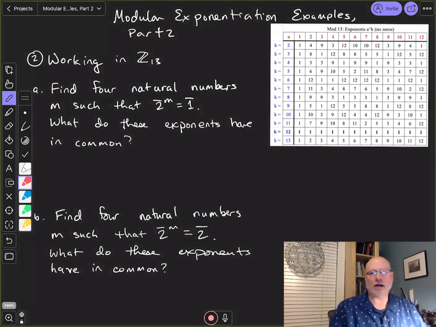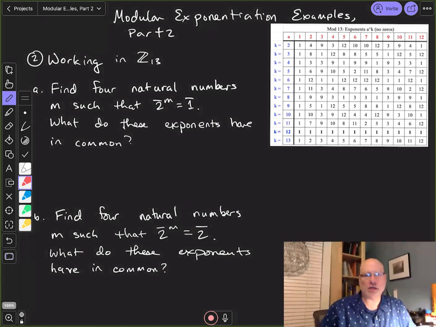Hey there. Let's take a look at some additional modular exponentiation examples. This time we're going to be working in Z13. I'm including the table this time just so we can look at some stuff in it, but one of the things you want to think about while doing these problems is how would you do it without the table. Obviously, Z13 is small enough that we can include the table, and it's not too hard. And worst comes to worst, it's always something to go back to if you ever get stuck.